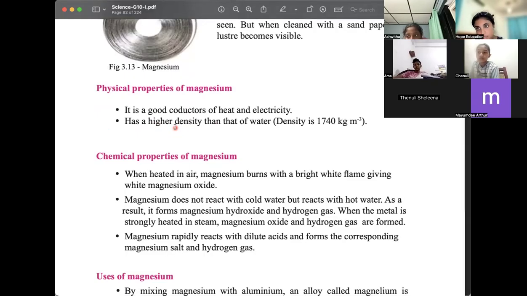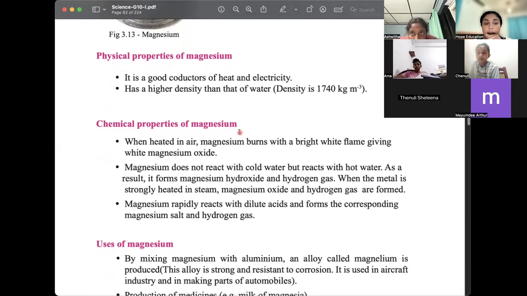It sinks because it has a higher density, right? Then when we talk about chemical properties, when heated in air, that means we take a piece of magnesium and hold it to a flame, right? You hold a piece of magnesium to a flame. Then you see that it burns with a very bright white flame when you hold a piece of magnesium to a flame.